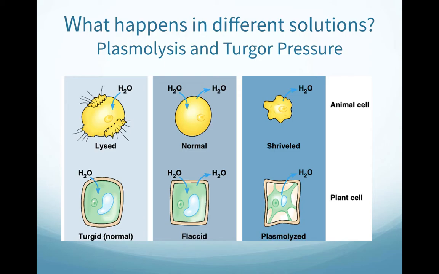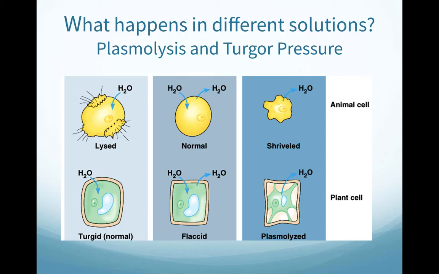Now, there's the other end where you put the cell in a hypertonic solution and it shrivels. In an animal cell, not that big a deal. You can rehydrate that cell. But in a plant cell, it's known as plasmolysis. It's plasmolyzed. And the cell membrane kind of shrinks. And that's what happens when your lettuce looks wilted.